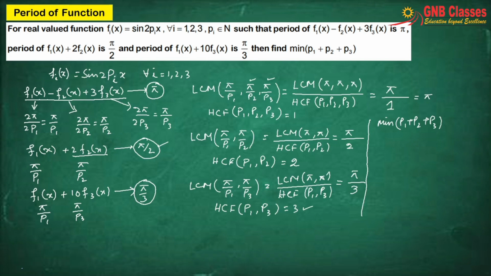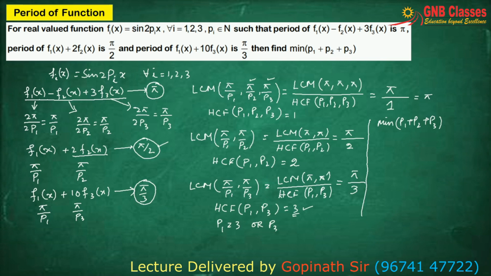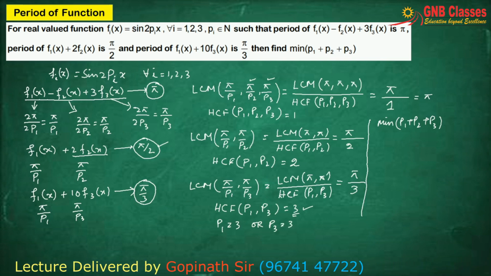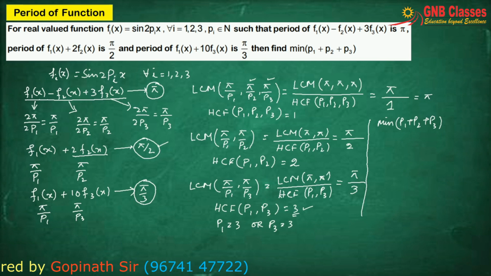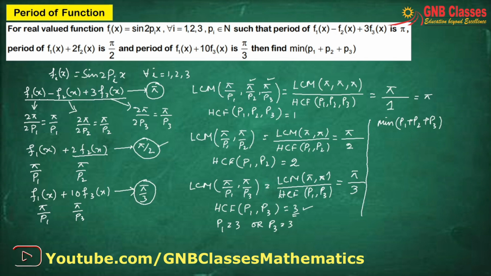Let us start from the last one. You see, HCF of p1 and p3 is 3. What does it mean? It means that either p1 is 3 or p3 is 3 or both. Because HCF of p1 and p3 being 3 can be obtained by different values of p1 and p3. Say for an example, if p1 is 6 and p3 is 15, then its HCF will be 3. If say p1 is 15 and p3 is 24, then also HCF is 3.